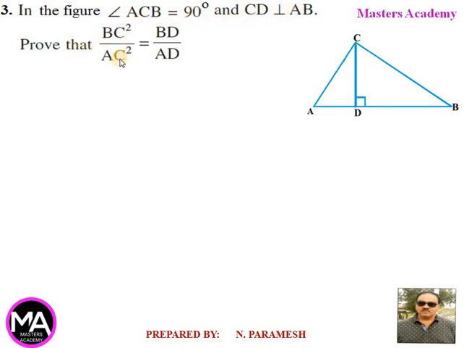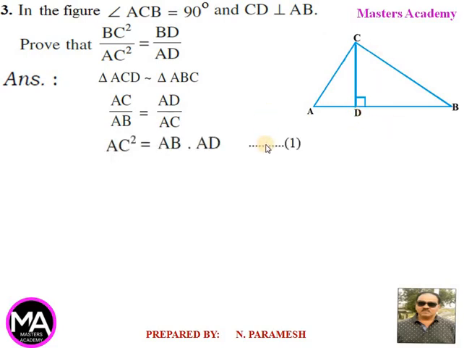Question number 3. In the figure, angle ACB is equal to 90 degrees and CD is perpendicular to AB. Prove that BC square by AC square is equal to BD by AD. Answer: triangle ACD is similar to triangle ABC. AC by AB is equal to AD by AC. Cross multiplication: AC square is equal to AB into AD. Call this equation 1.